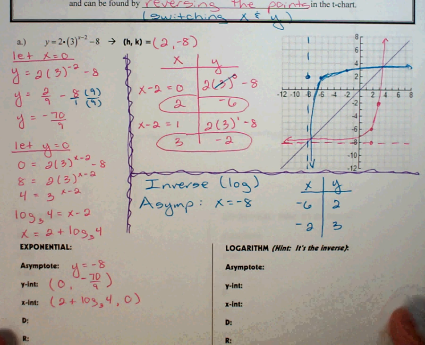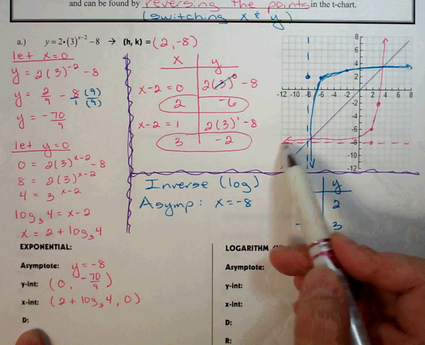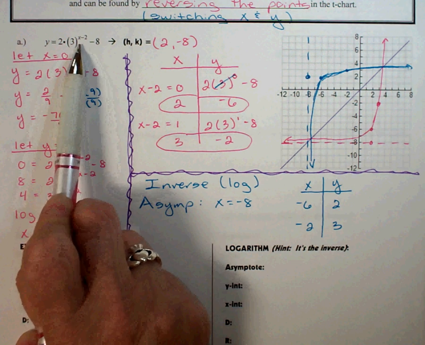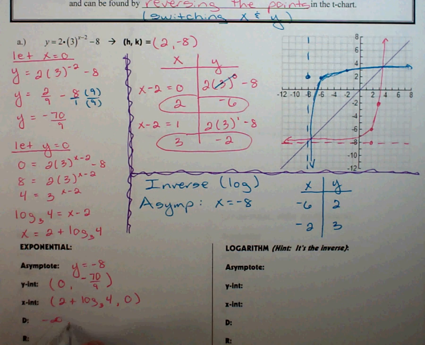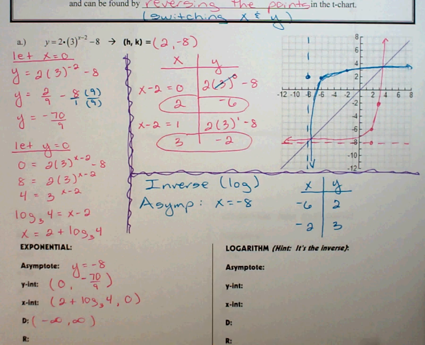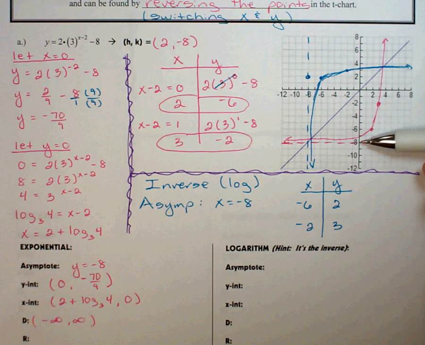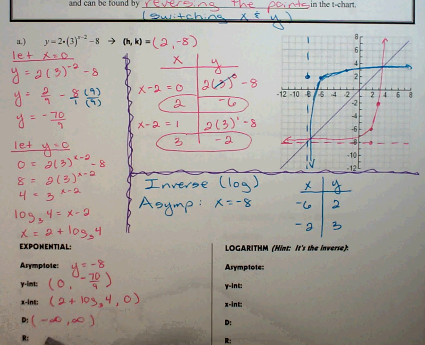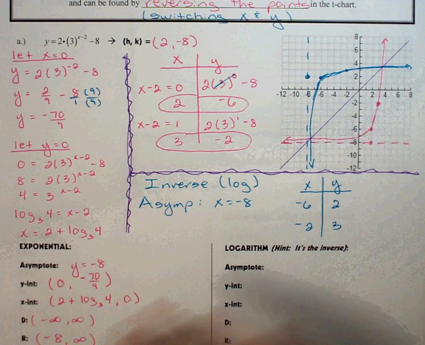At the bottom of the page, we can now finish answering all of our questions. For the exponential graph, I can see that my domain is all real numbers. That makes sense because it doesn't matter what value I put into the exponent. So I can say negative infinity to positive infinity. However, I can see that my range begins just slightly above negative 8. I can't include that negative 8, so it goes to positive infinity. So negative 8 to positive infinity, not inclusive on either end.